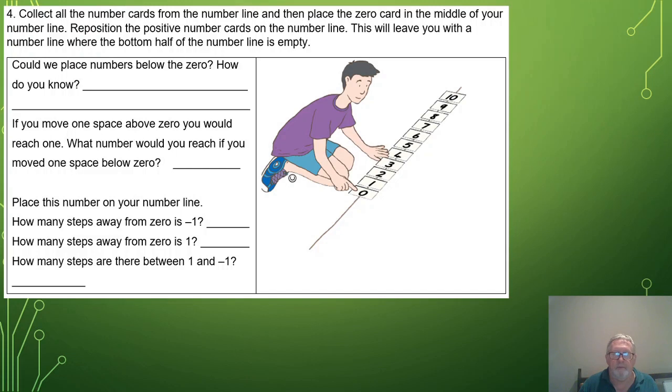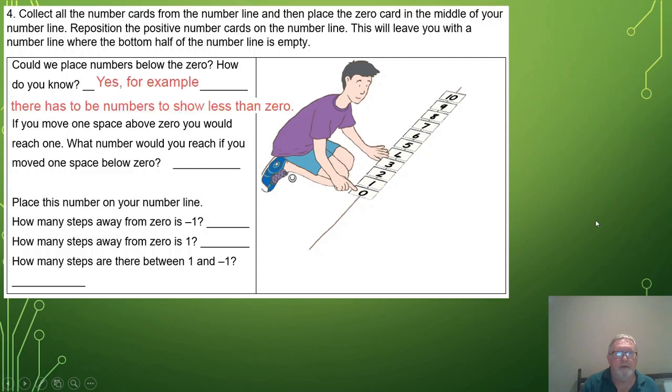All right, the diagram or the picture there shows us what that could look like. So there's some questions there. Let's see whether we can answer them. Could we place numbers below 0? And how do you know? Well, you should be telling me, of course we can, Mr. Cran. There's room below 0 on the number line. We left room there. So yes, there are spaces for those numbers less than 0.